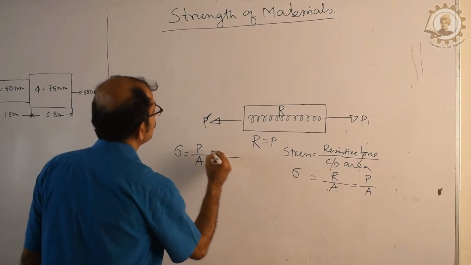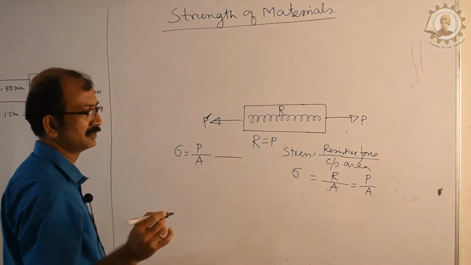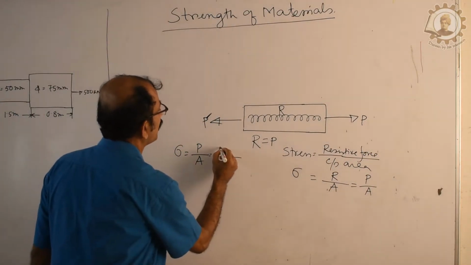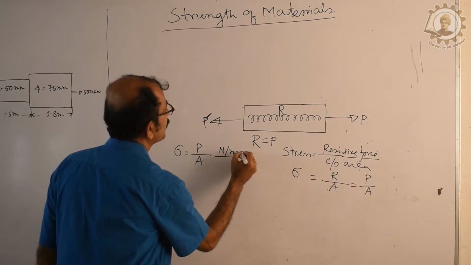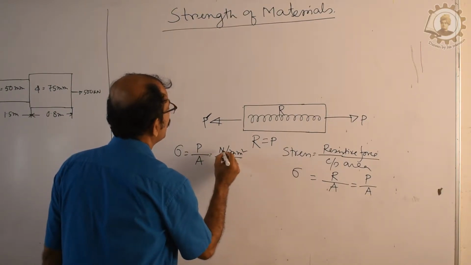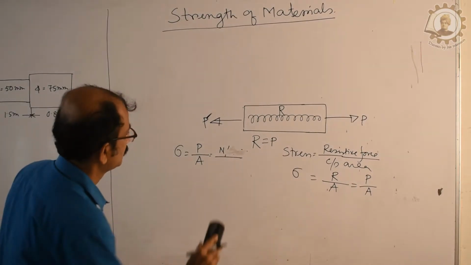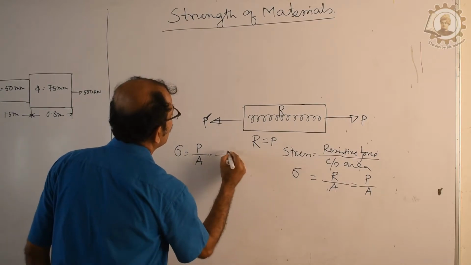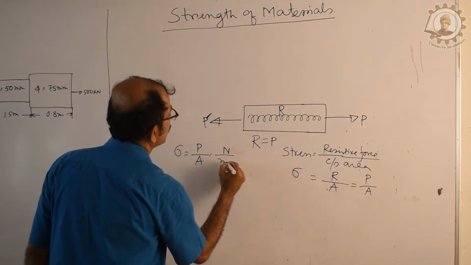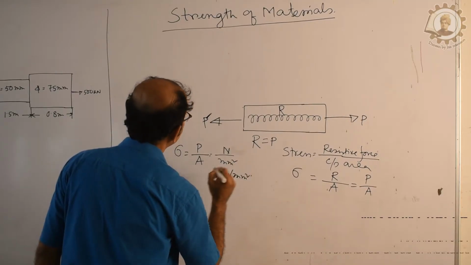So we can write sigma equals P by A. So P is the force, so the unit equals Newton per millimeter square cross sectional area. So force is in Newton, and cross sectional area is millimeter square, so that is Newton per millimeter square.